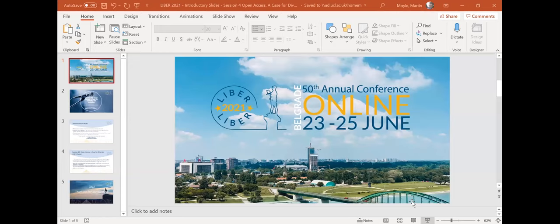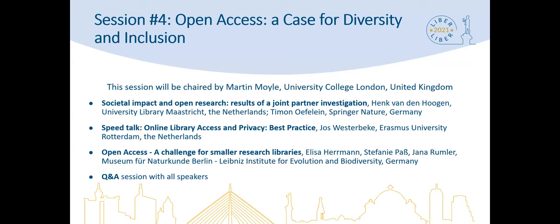Okay, thanks again, Josh. Now we have a final team speaking to us today. Excuse me one moment. Who are from the Museum für Naturkunde Berlin. And our speakers are Elisa Herman, Stephanie Pasch, and Jana Rumler. And they're going to talk to us about open access challenges for smaller research libraries. Jana, Elisa, Stephanie, I don't know who's up first, so I shall just say that the floor is all yours and let you sort yourselves out. So thank you very much, and over to you.